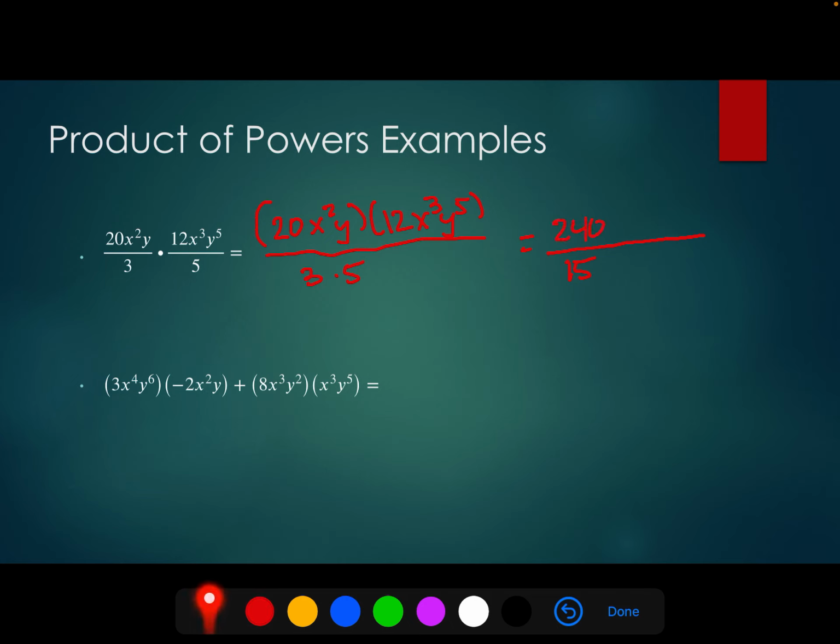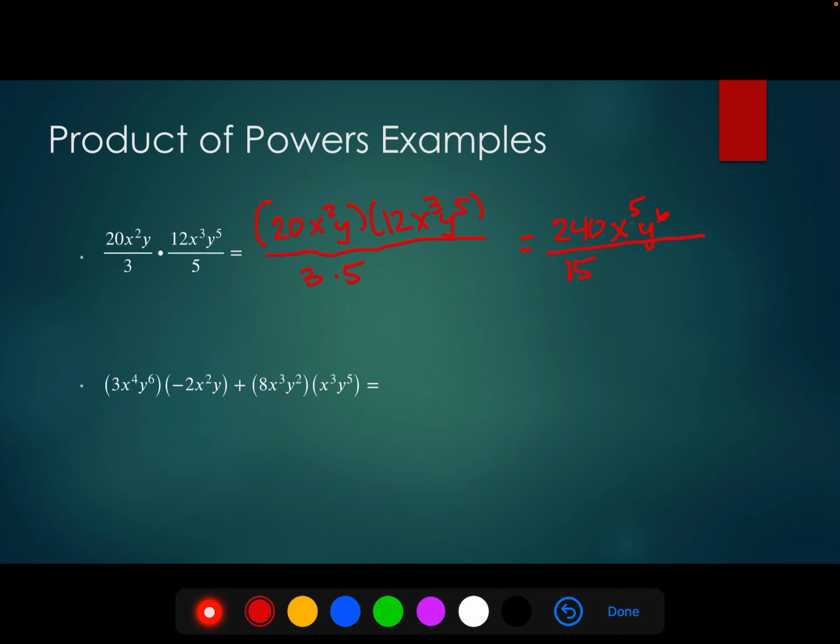Now we take a look at our different bases. So we'll look at x first. We have x squared times x to the 3rd power. Remember, we add those exponents together. So that gives us x to the 5th power. And then we have our y's, our base of y. We just have y times y to the 5th. And this is the same thing as y to the 1 plus 5. So that gives us y to the 6th power.